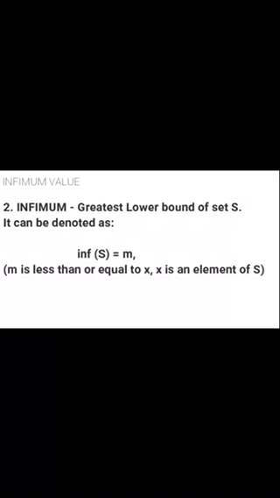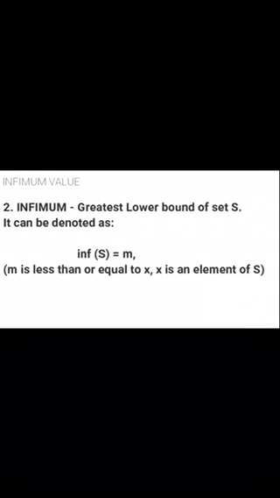Next is the infimum. It is also known as the greatest lower bound of set S. It can be denoted as infimum of set S is equal to the infimum value M, where M is less than or equal to X, such that X is an element of set S, opposite with the supremum. Okay, to determine the supremum and the infimum value, you must consider this statement: the supremum and the infimum value may or may not belong to set S.